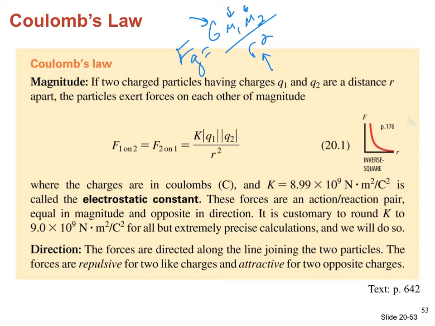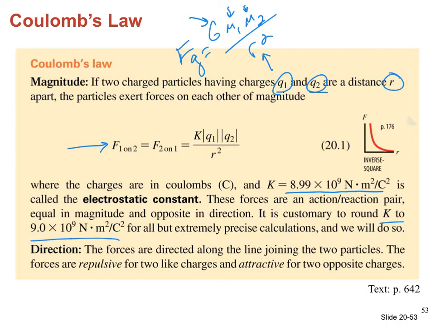Well, Coulomb's law states that if we have two charged particles, one's charge q1 and the other charge is q2, and they're a distance r apart, they will have a force on each other with this magnitude, k q1 q2 over r squared, where k is Coulomb's constant or the electrostatic constant of 8.99 times 10 to the 9th Newton meter squared per Coulomb squared. Instead, you can round k to 9 times 10 to the 9th, and that'll save your calculations a little bit.